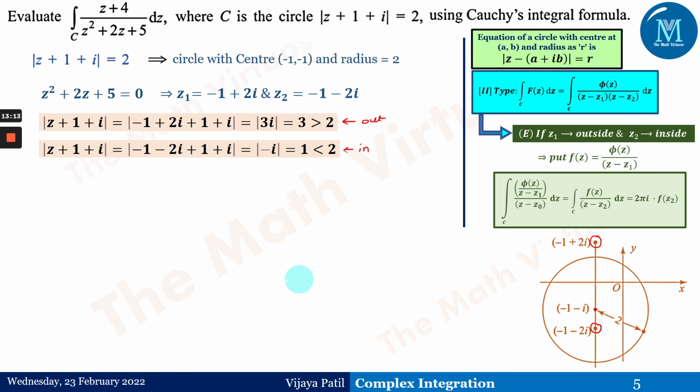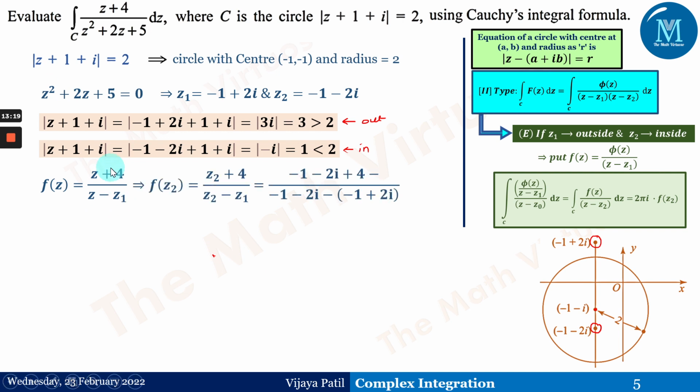Again we have to form the set of this f of z, that is z plus 4 upon z minus z1. Now we have to find f of z2. Purposely I have taken z1 and z2 here because the values have so many plus and minus signs: minus 1 plus 2i, minus 1 plus 2i, minus 1 minus 2i and so on. That's the reason to first take care of that and put the labels z1 and z2.